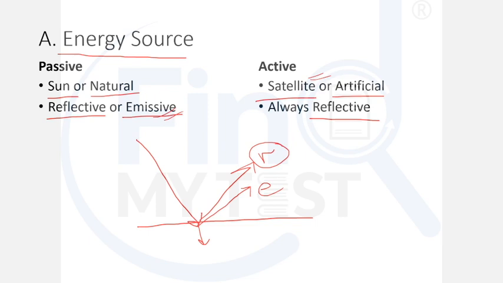So this is the basic difference between passive and active remote sensing. You just need to remember that in passive remote sensing, the sun is the source of energy, a natural source. While in active remote sensing, the satellite itself generates the electromagnetic radiation, and then the reflected electromagnetic radiation is measured by the sensor. Thus, it is an artificial source of energy. Passive measures both reflective and emissive energy, while active only measures the reflective energy.